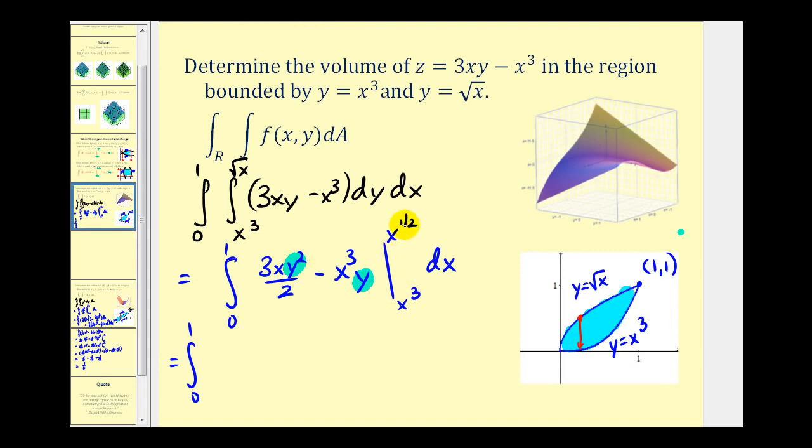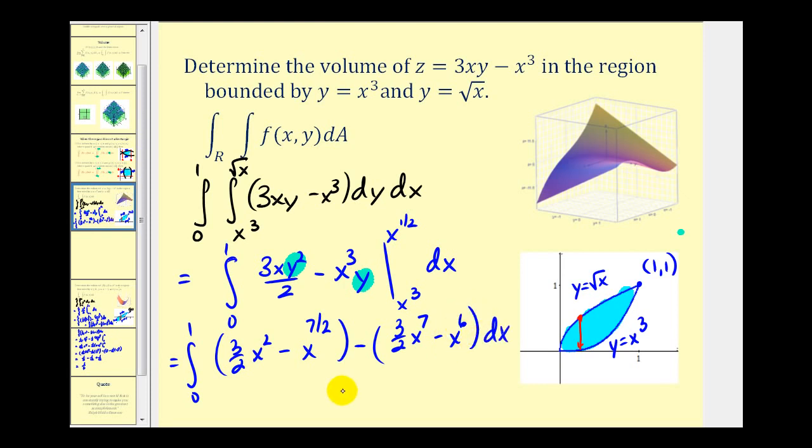So when y is equal to x to the 1/2, we'll have 3/2 x squared minus x to the 3rd times x to the 1/2, that's x to the 7/2, minus, now we replace y with x cubed. This will be x times x to the 6th. So we have 3/2 x to the 7th. And this will be x to the 3rd times x to the 3rd, minus x to the 6th. Let's go ahead and continue this on the next slide.